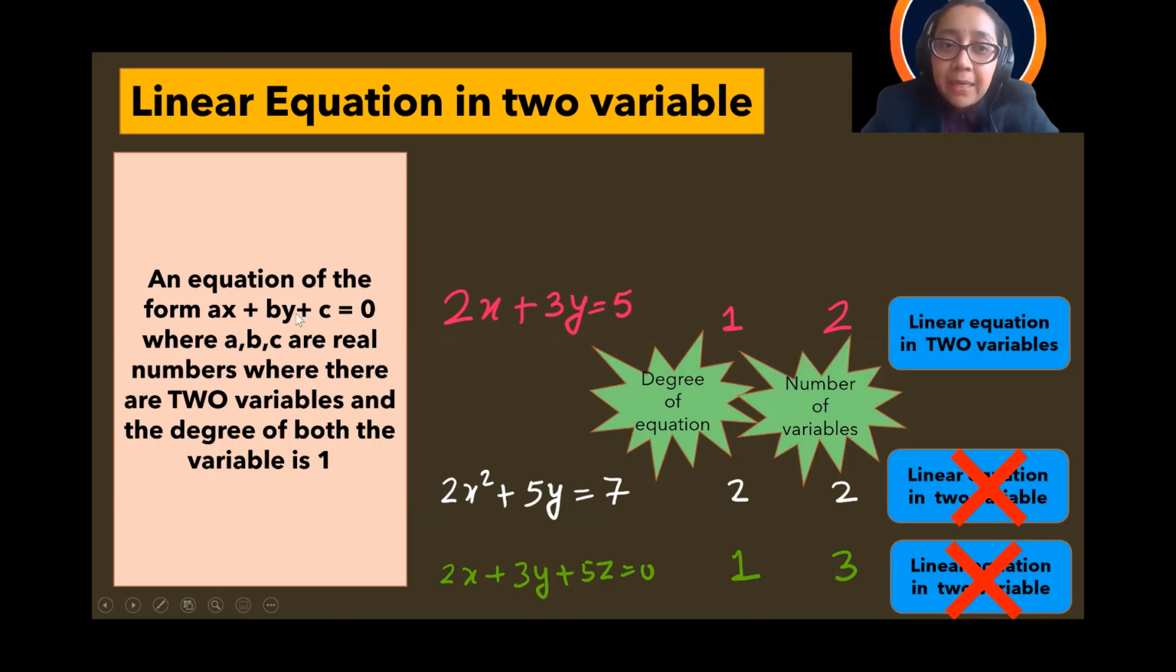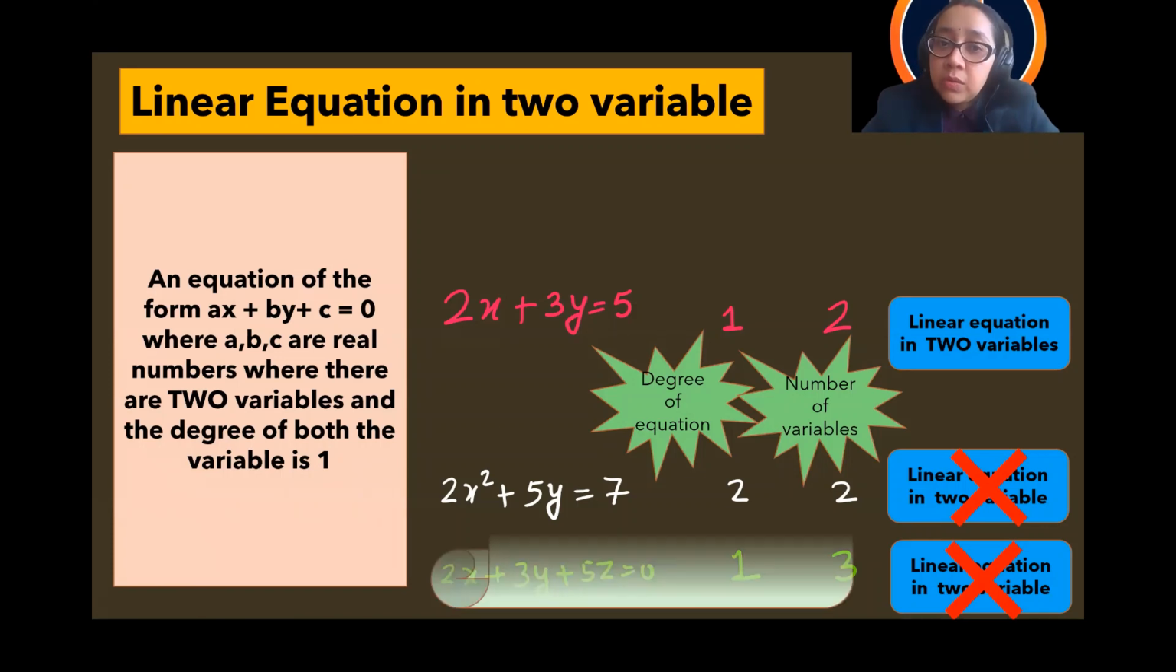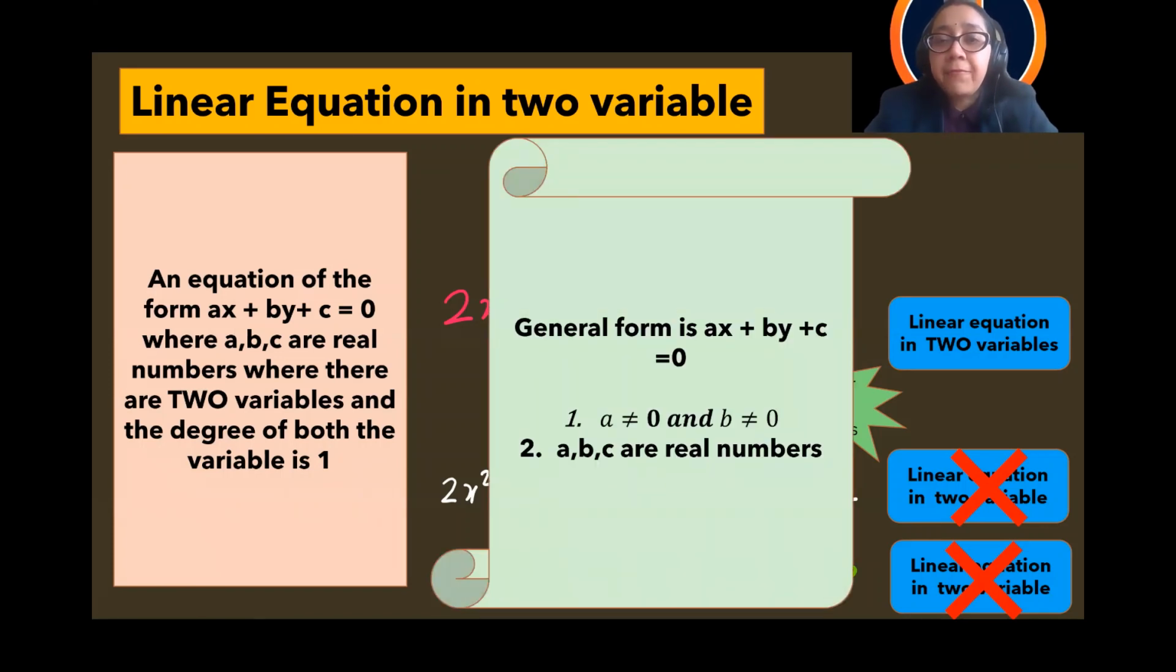So a and b, which are the coefficients of x and y, are real numbers. C is also a constant, which is a real number, but at a time a and b will not be equal to 0. So we can see that the general form of the linear equation in two variables is ax plus by plus c equal to 0. We can see that the degree is 1 and there are only two variables x and y.